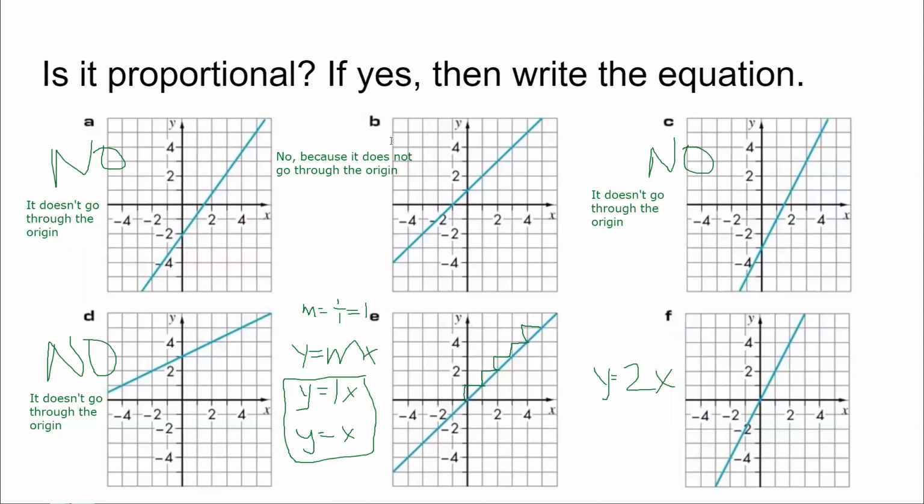And here are your answers. So for A, you should have gotten no because it doesn't go through the origin. C and D are the same answers. F does go through the origin and it is a straight line. So now you have to calculate the slope. It's up 2 and over 1, which simplifies to 2. So our final equation should be y equals 2x.